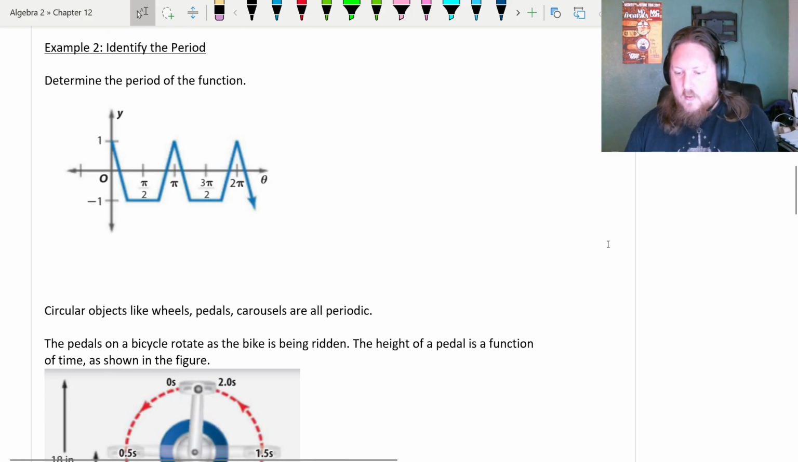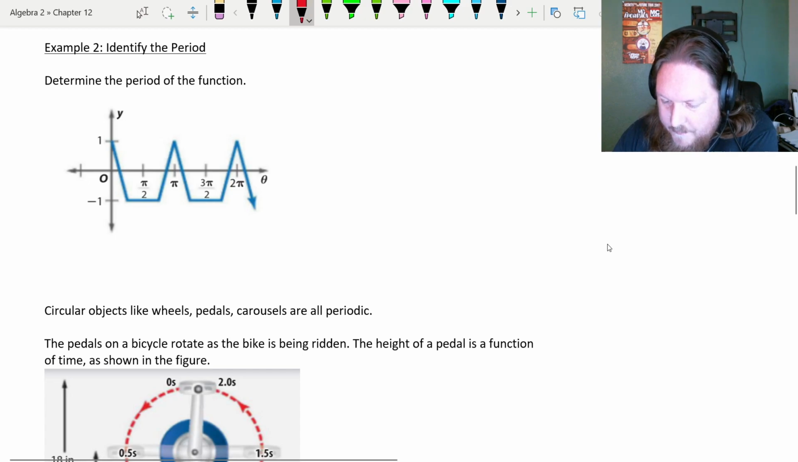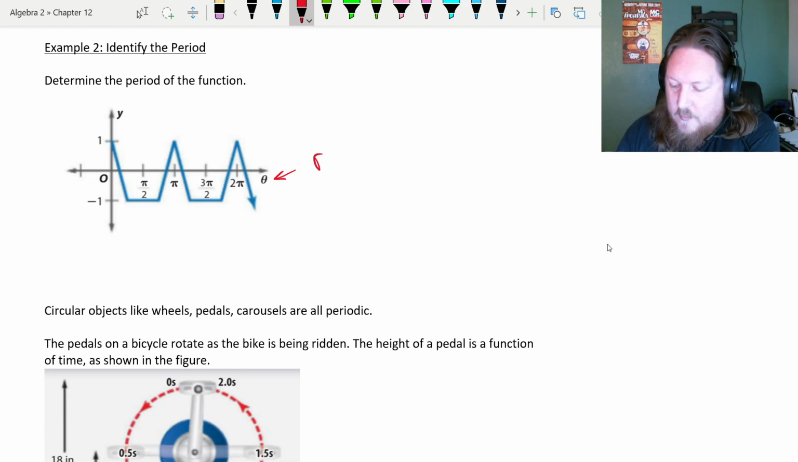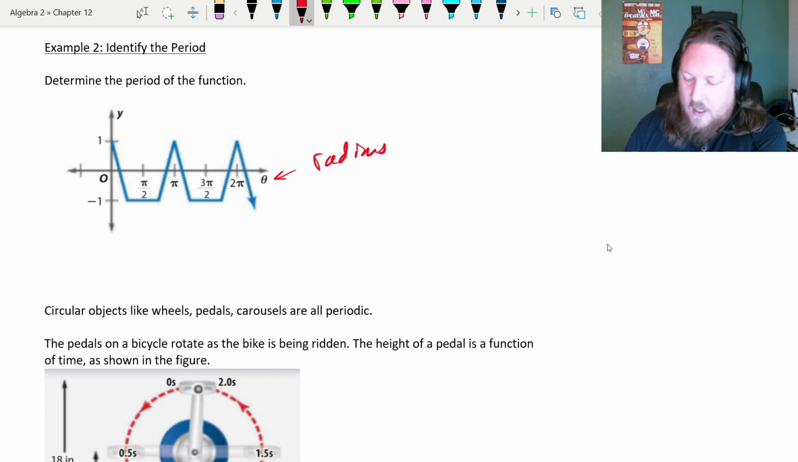Example 2. Identify the period. We're taking a look at this shape here. Determine the period of the function. The first thing I notice is that theta this time is in radians. And that's just fine. Radians are a different way to measure angles. So I know I'm not going to be describing it in degrees. I'm going to be describing the period in radians because that is how the input is described to me.